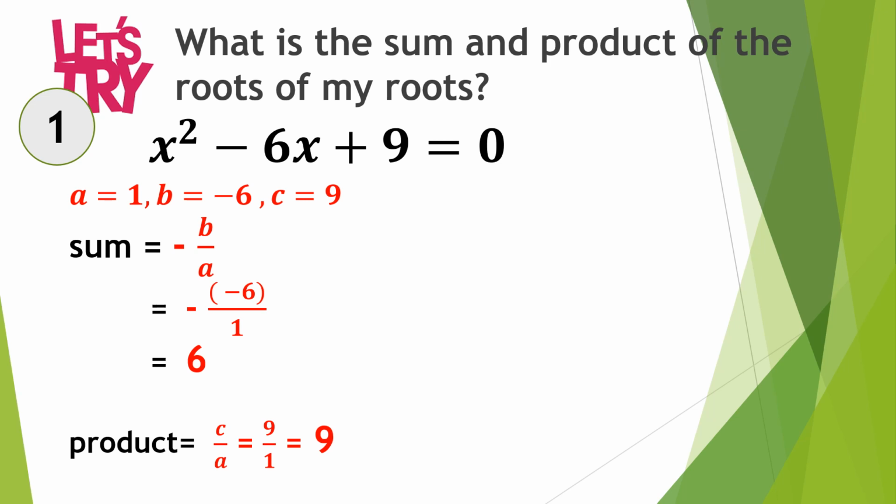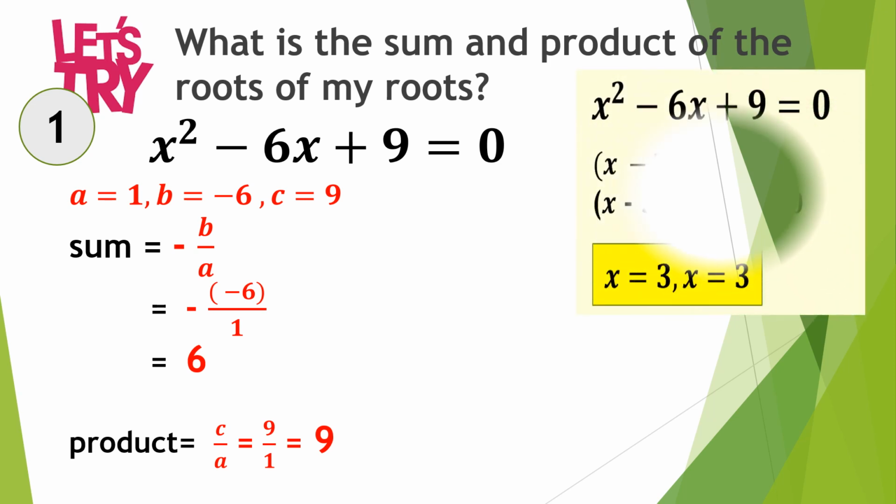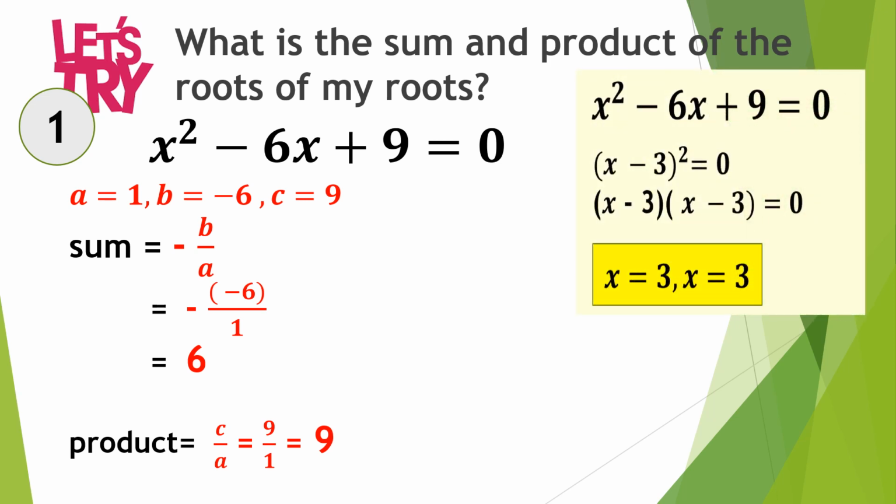The product is, of course, the ratio of your c and a. So it's 9 over 1, which is equal to 9. Meaning to say that without getting the roots, you now have an idea. If I'm going to get the roots and their sum, this will be the sum, and this will be the product. Okay, again, this was the example used before, no?